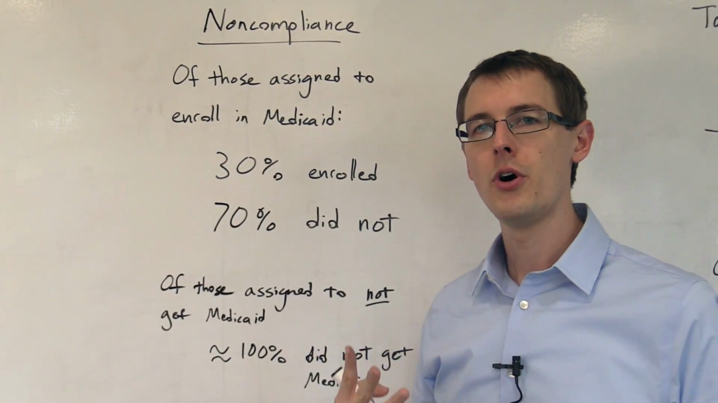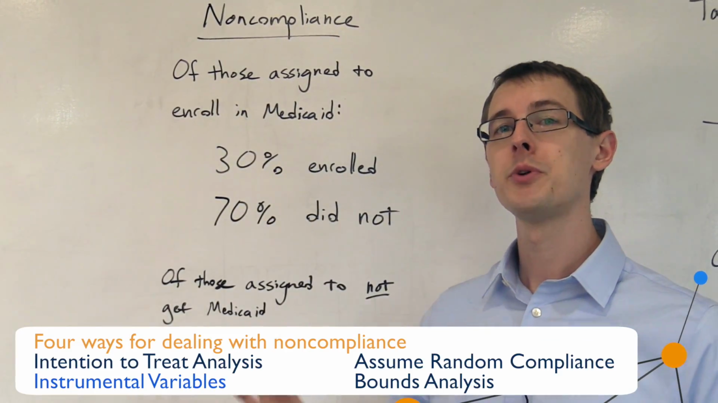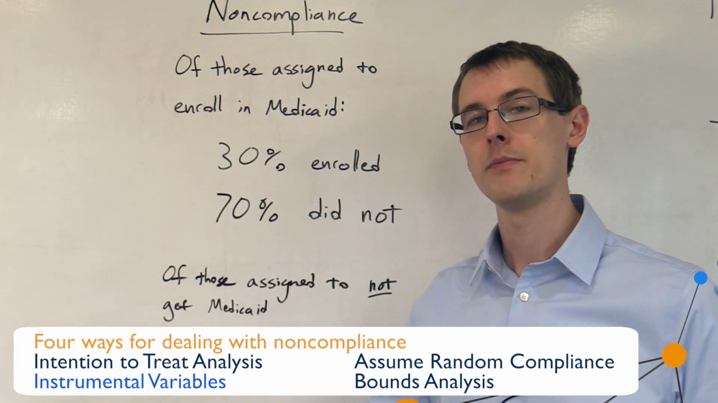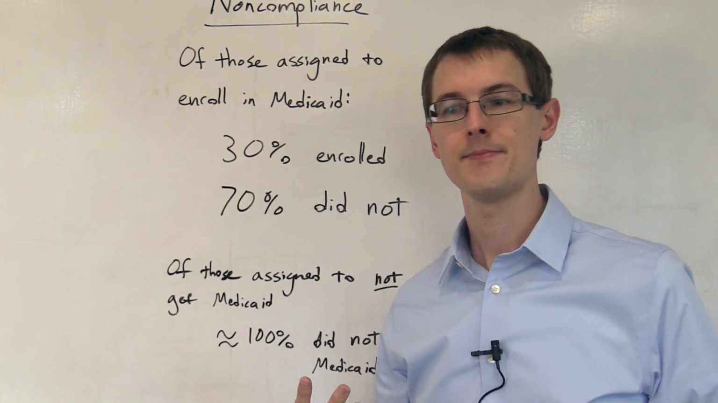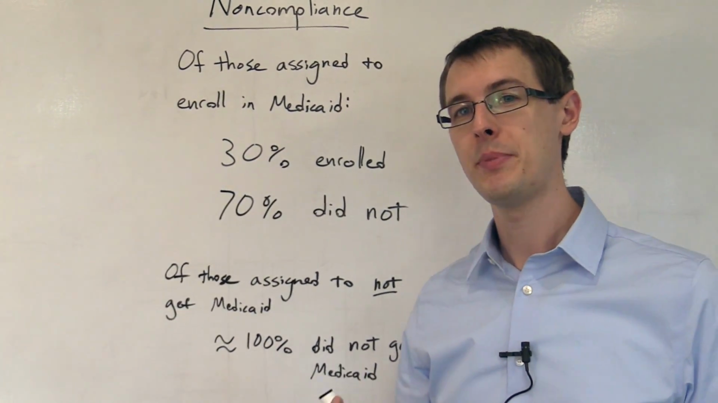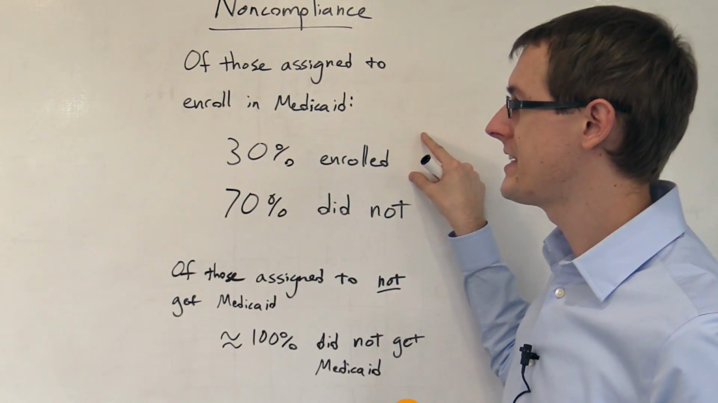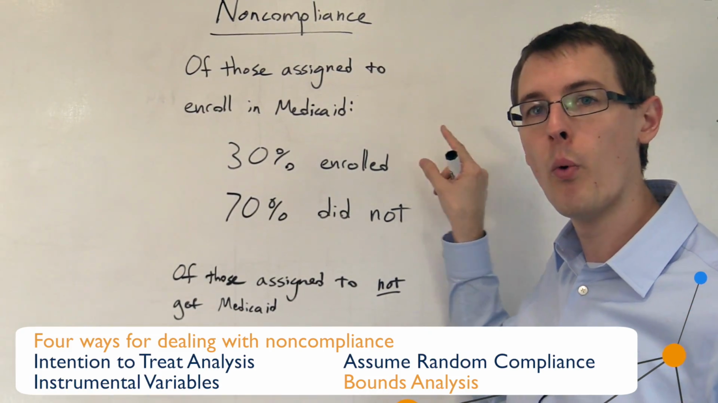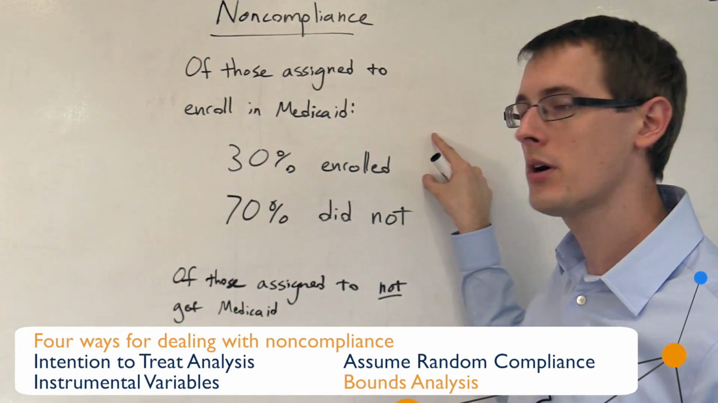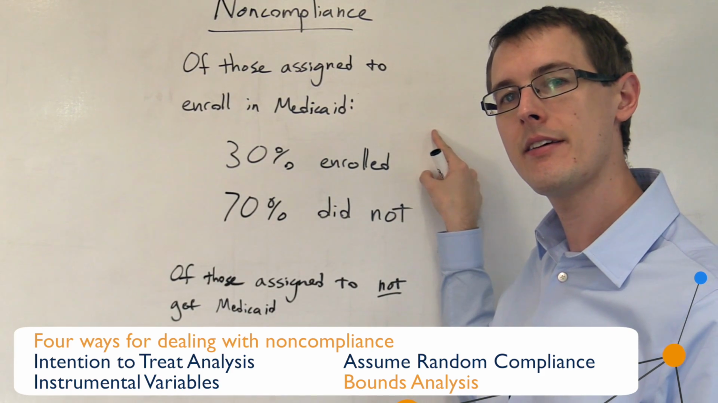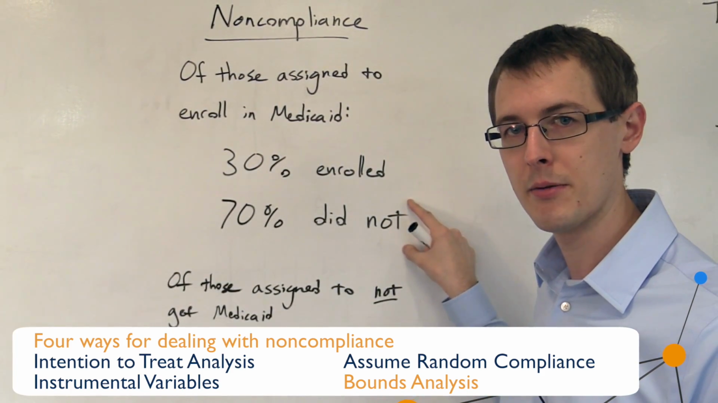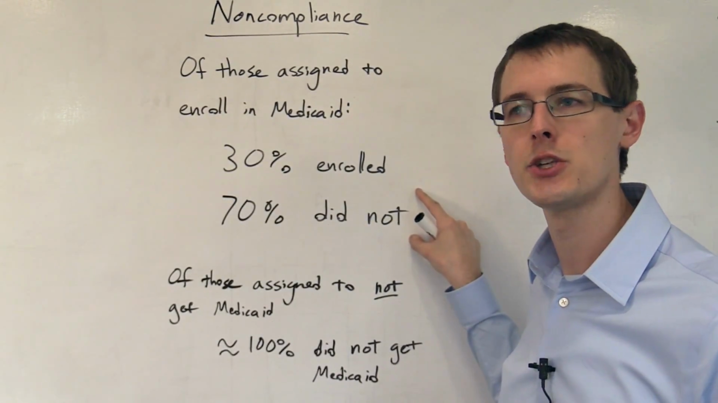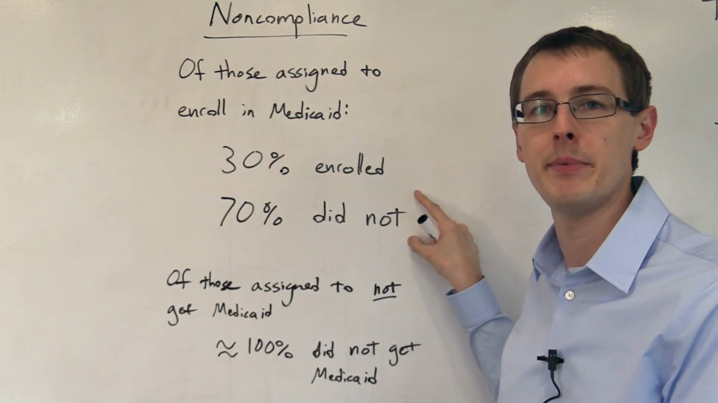The third approach is called instrumental variables analysis, and we'll talk about that in a later module. Now we're going to talk about the fourth approach called bounds analysis. Basically the idea behind bounds analysis is that our data is going to tell us what happens to the people who complied when they get Medicaid, but it doesn't tell us anything about these people who didn't comply. These guys didn't get Medicaid, so we don't know anything about what happened to them.